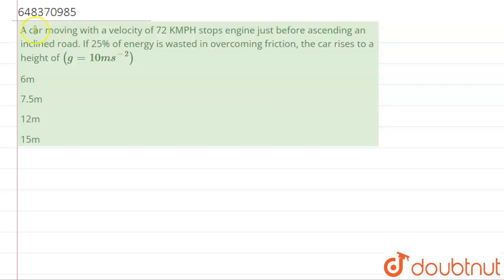Well, hello students. So now we're going to see this question. The question says that a car moving with a velocity of 72 km per hour stops its engine just before ascending an inclined road. 25% of its energy is wasted on overcoming friction. Then the car rises to a height of what?